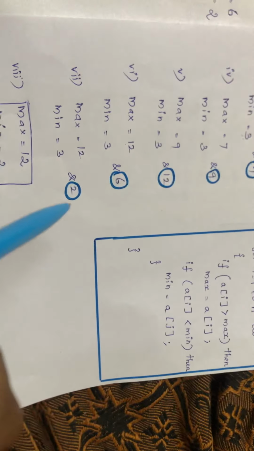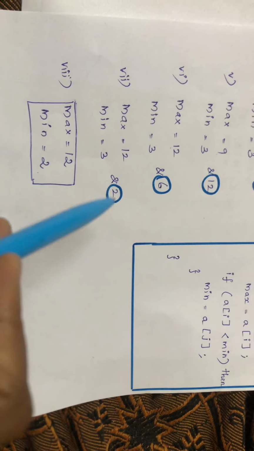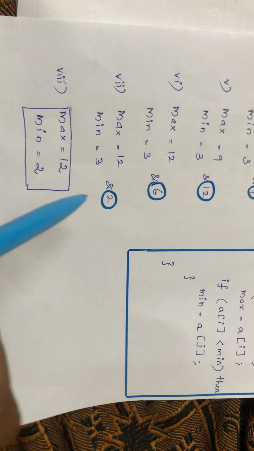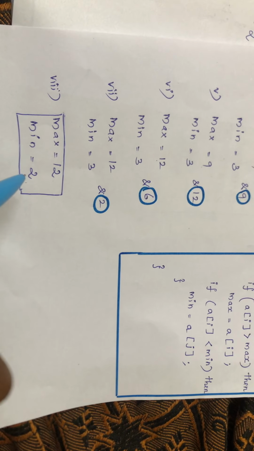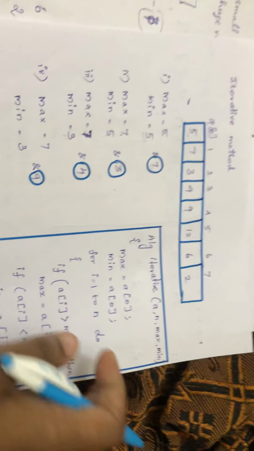2 will be compared to 12. Maximum value is 12. Then the minimum value, 3 and 2. Here 2 is the minimum value. So the minimum value will be changed to 2. Likewise, we find the maximum and minimum value.